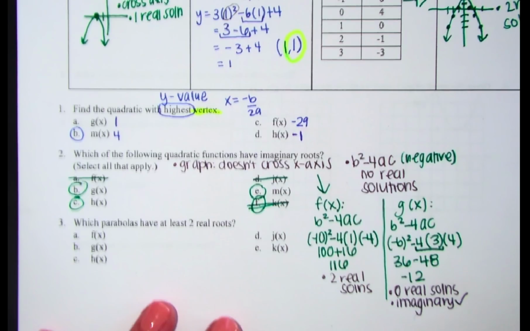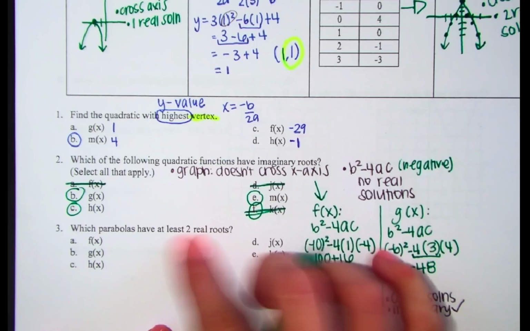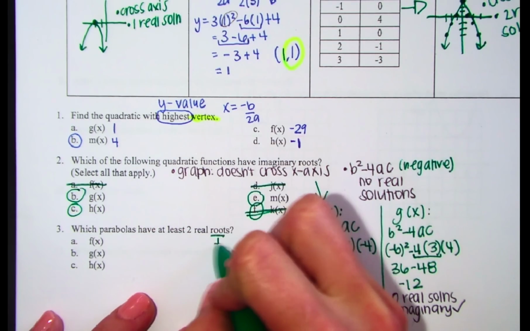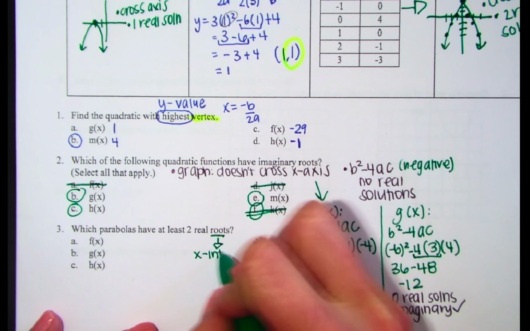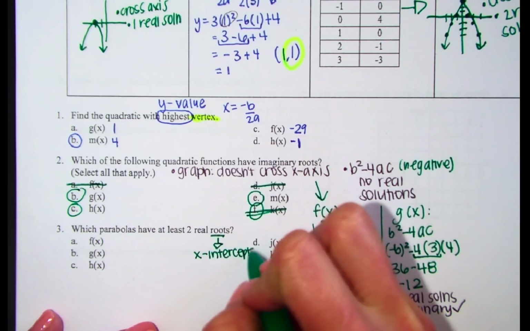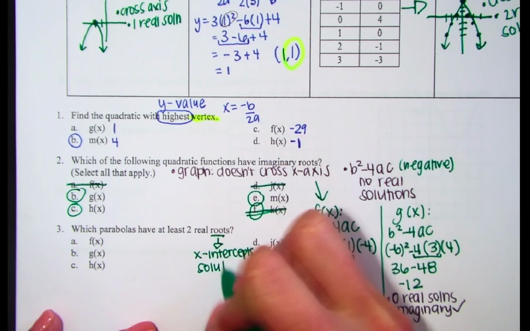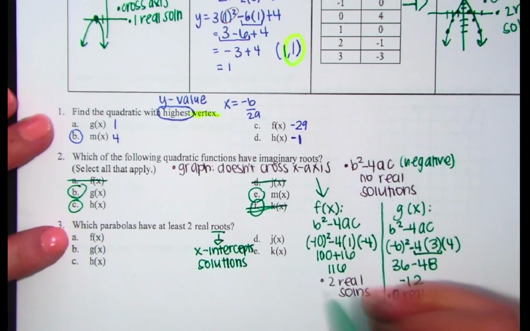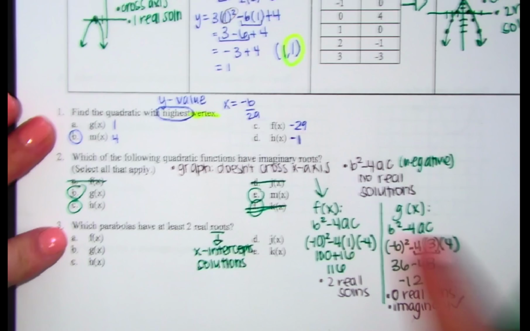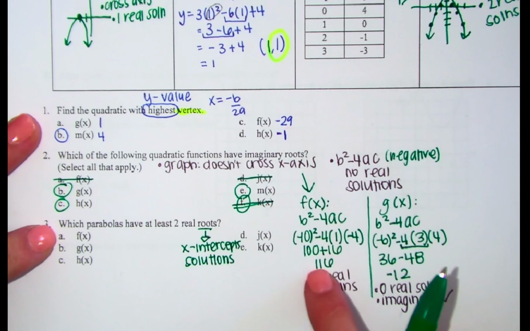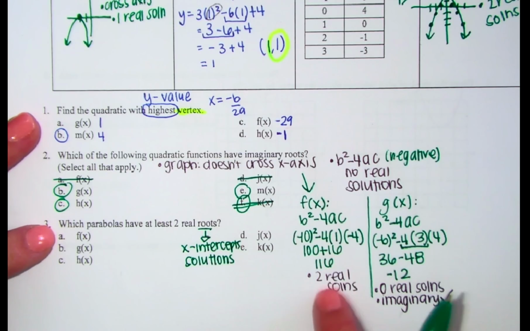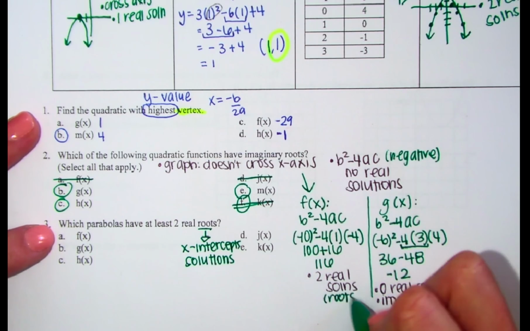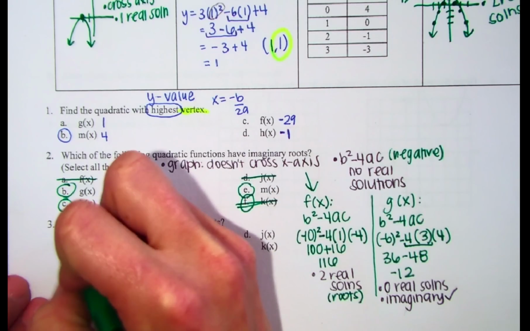All right, part 3, which parabolas have at least two real roots? And that we've already kind of gone through. Roots is just another word for x-intercepts. And it's another word for solutions. Those three are all going to mean the same. So if we look at f of x, we did the discriminant for f of x, and we found out that the discriminant was positive. So we found out there's two real solutions. Again, solutions mean roots. So my first answer is going to be A.